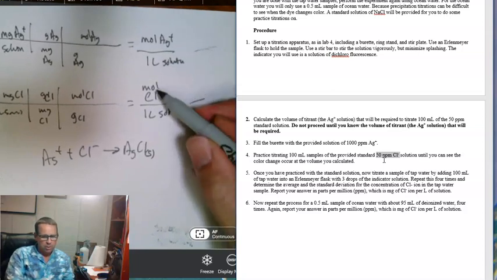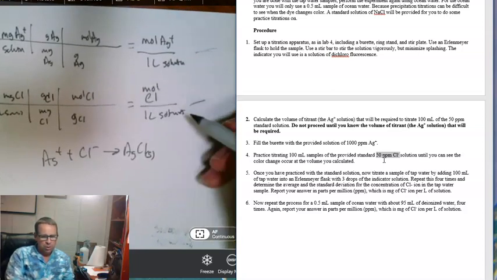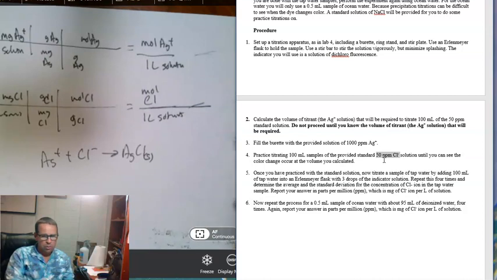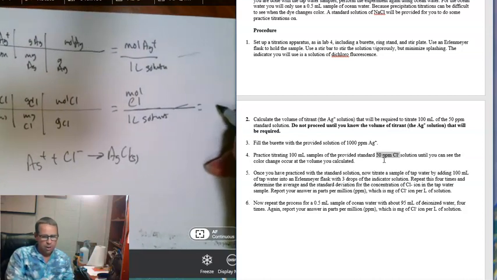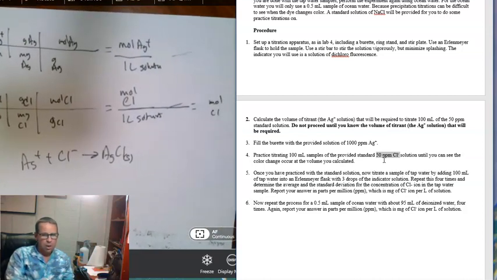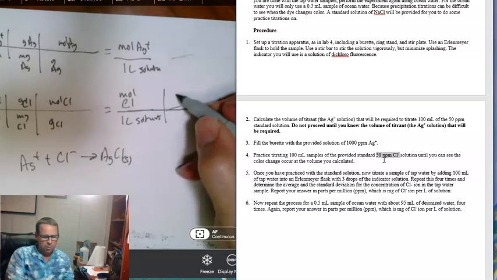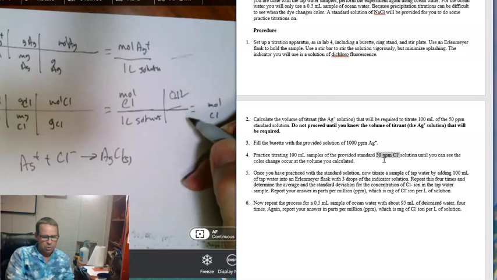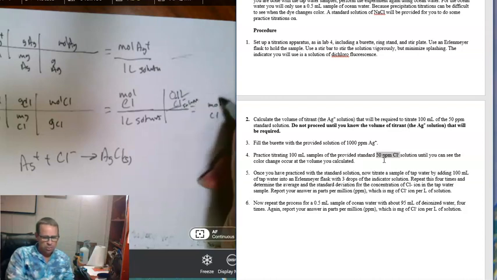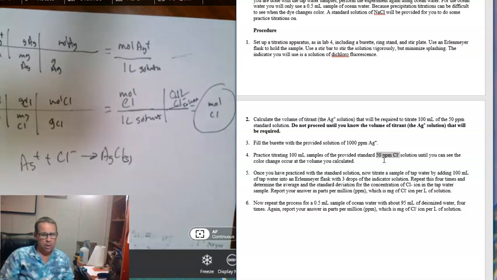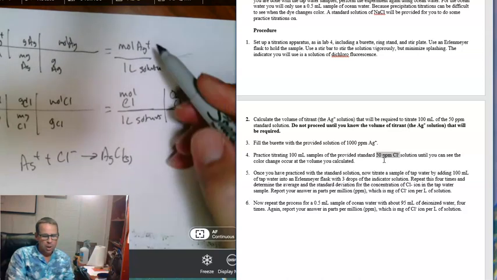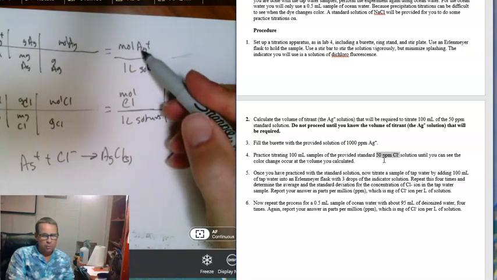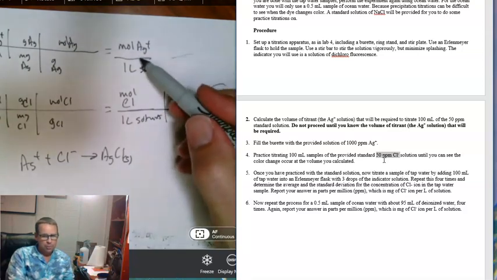So after we get the moles per liter of chloride ion, we could identify the moles of chloride ion in solution by multiplying by our liters, which is 0.1 liter of the chloride ion solution. Right, then we could isolate moles of chloride ion. And from the moles of chloride ion, we would know how many moles of silver ion, right?